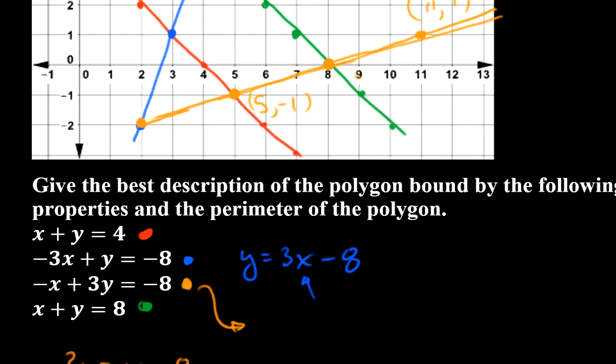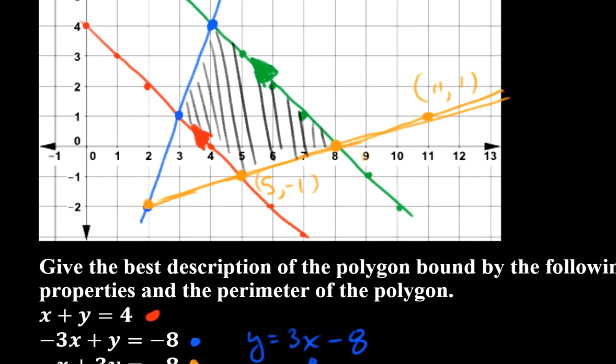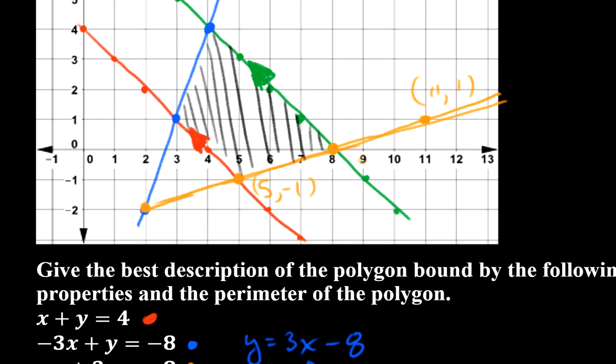And what we are looking at here is we're trying to find a description of the polygon that's bound by all 4 of those sides. So I can see that nicely. First of all, because these lines, this one, I'll put a triangle there, and this one, are parallel to each other, I know that this is a trapezoid. So I'm ready to call it a trapezoid.